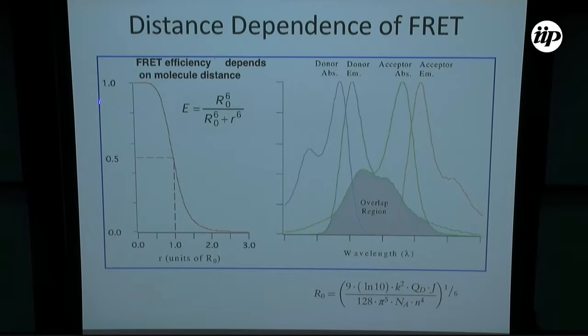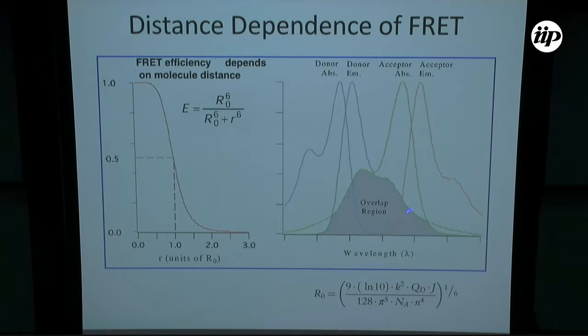Okay, so that's what this means. Because you have the 6th power dependence on the distance, you also have this parameter called R0 that tells you how efficient your pair is. This parameter depends on the optical properties of the two dyes. One of the important parameters that determines it is J, the overlap integral, which is the overlap between the emission of the donor and the absorption of the acceptor.